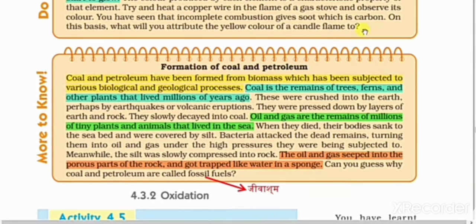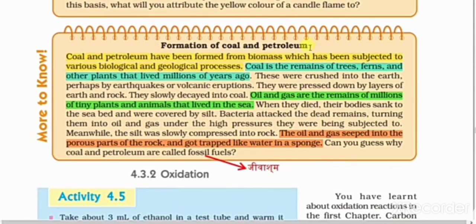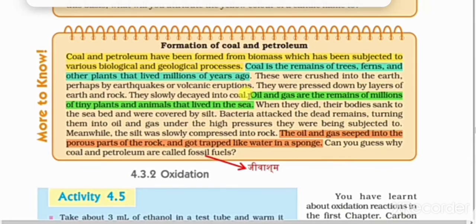On the basis of that, you can attribute the yellow color of the candle flame to soot. Now, how does the formation of coal and petrol take place? Coal and petrol have been formed from biomass which has been subjected to various biological and geological processes. Coal is the remains of trees, ferns and other plants that lived millions of years ago. These dead and decayed plants were deposited under the earth's crust by earthquakes or volcanic eruptions.